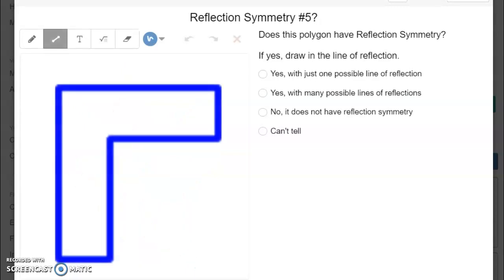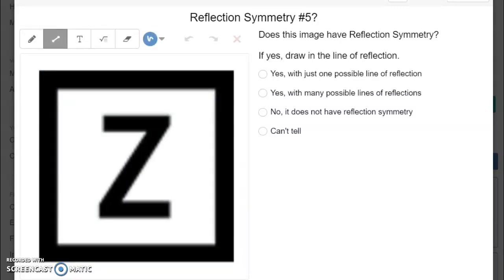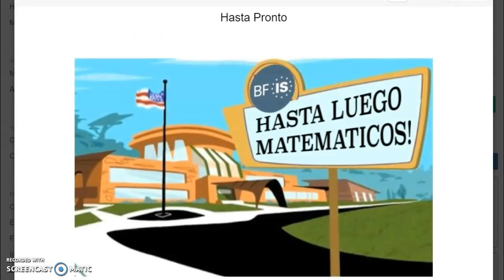What about this? Well, if I fold it here, this would not work, right? What if I fold it across? No, it would not work. What if I folded it at a diagonal like so? Would it work? Yes, it would. And you can use mirrors to check. And what about C? There is no reflective symmetry.